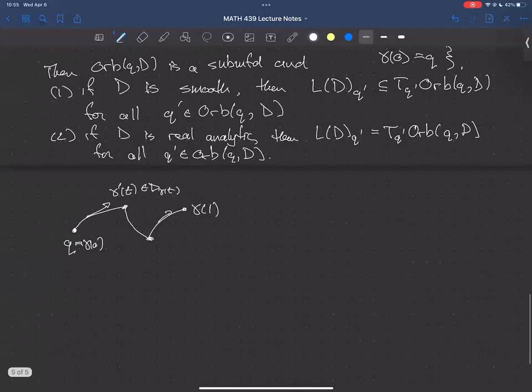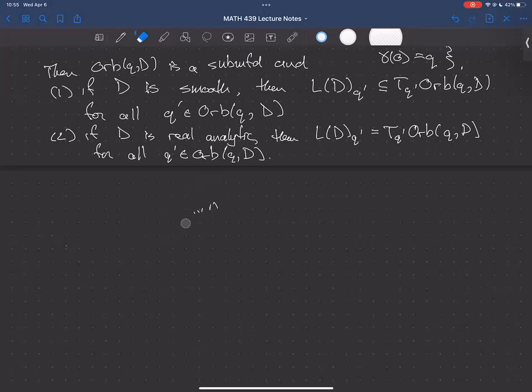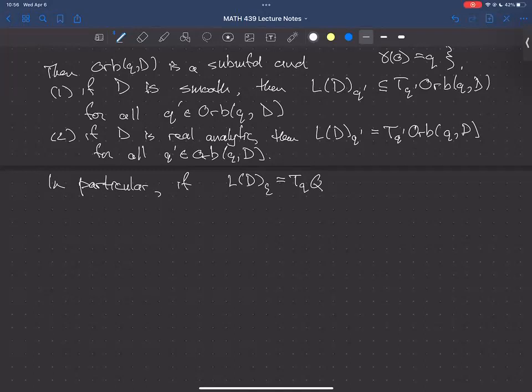And so, in particular, if L_D(Q) is equal to the entire tangent space, which was the case in the rolling disk example that we just looked at, and if Q is connected, then Orb Q equals Q for all q. All right, so that's the orbit theorem.